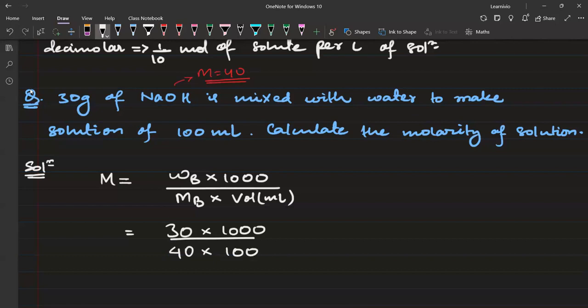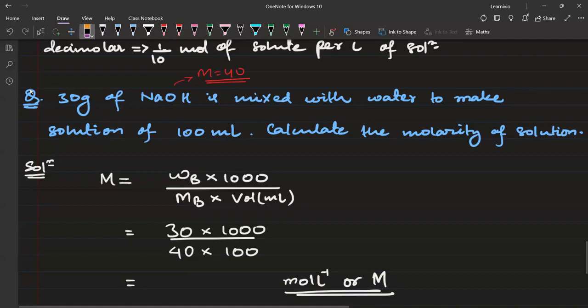Yes, sir. Please solve it. And whatever you get, it will be in moles per liter, or you can only write capital M. ठीक है, ध्यान दीजिएगा. Write the units. ठीक है, otherwise in board examinations half marks will be deducted if you don't write the units. Okay, please calculate this, Rishita and Noha.